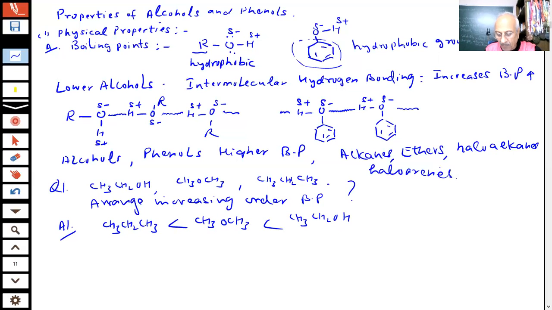So we should be aware, when we write the answer, of what answer we are writing and on what basis we are giving it, student. Alcohols of course show intermolecular hydrogen bonding, therefore they have the highest boiling point of the three.